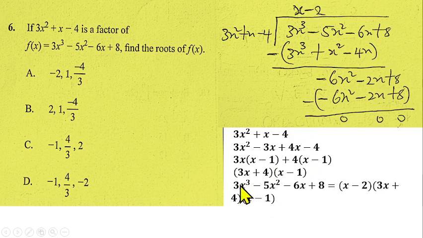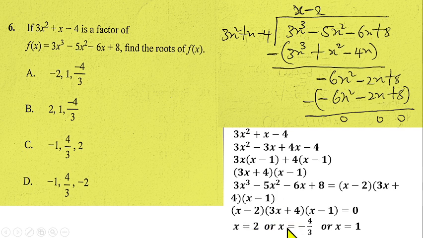So that means the cubic expression we have here is going to be s minus 2 into 3s plus 4 into s minus 1. Then we have to find the root of this, so you need to equate it to 0. So equate these factors to 0. Then s will be equal to 2, or s will be equal to minus 4 over 3, or s is going to be 1. So if you look at the options provided, I think option B is the correct option for question number 6.